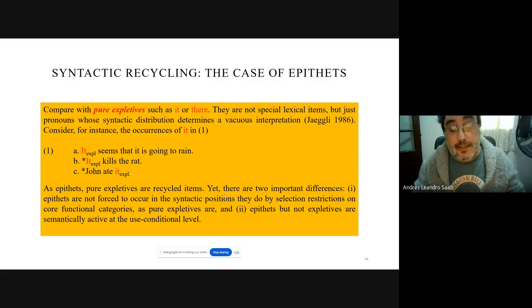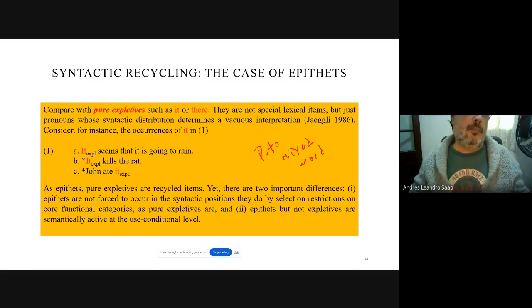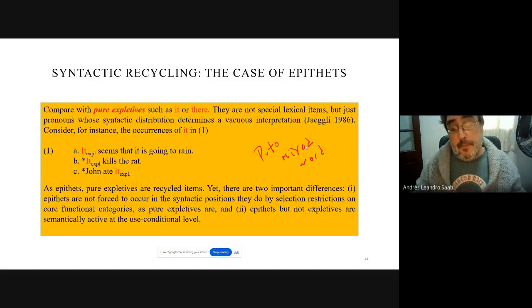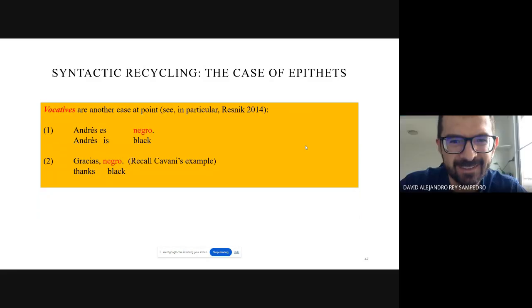So basically what I'm claiming here is that an expressive like an epithet is originally a mixed word, which simply happens to lose its two-dimensional condition at the expletive position, in which, however, it preserves the use conditional dimension. Okay? Andres, you have 5 minutes left.